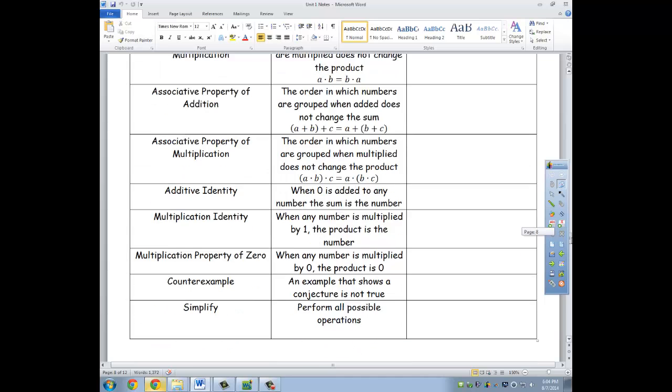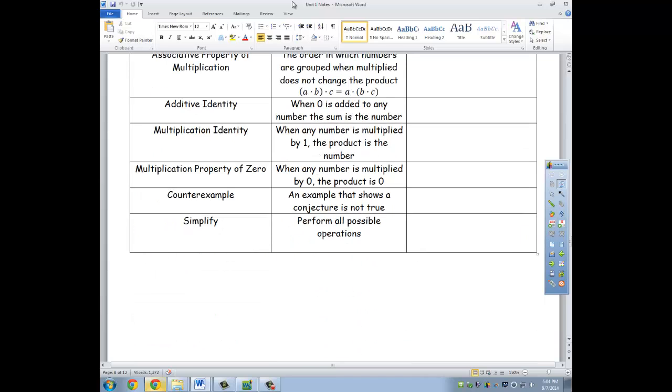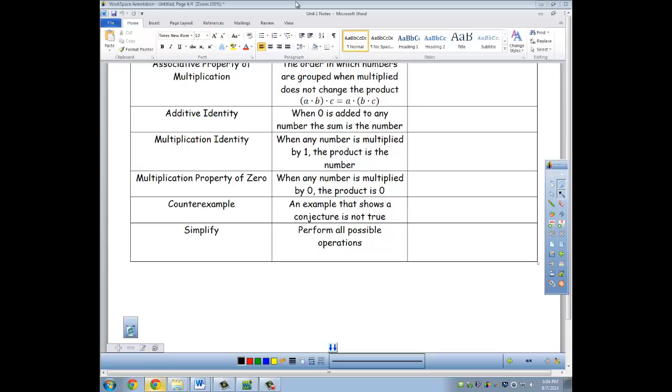Okay, now moving down. The next terms are kind of ridiculous and it's common sense. The first one that I see up here is the additive identity. That says when 0 is added to any number, the sum is the number. So a way to remember that is you see the word additive, and you're going to be adding 0. So let's just pick 4, because that's my favorite number. So 4 plus 0, we're going to get 4. That's what we wanted. We want to get the same number that we started with, so that worked.